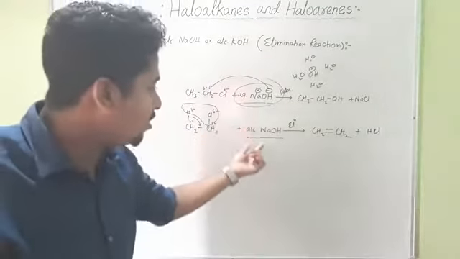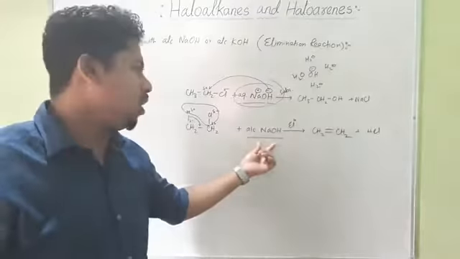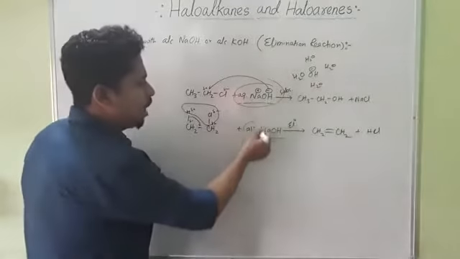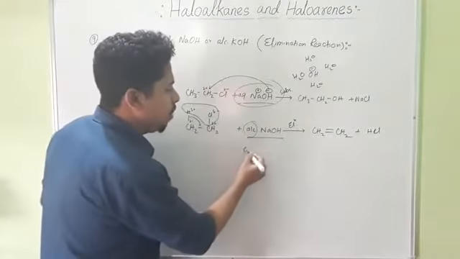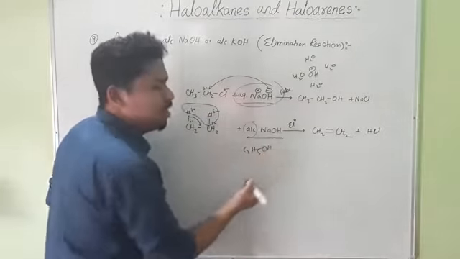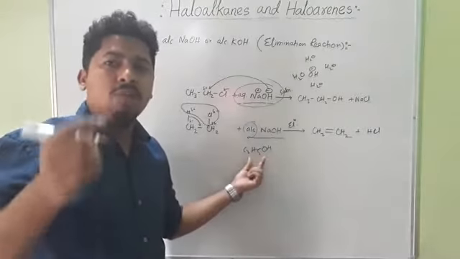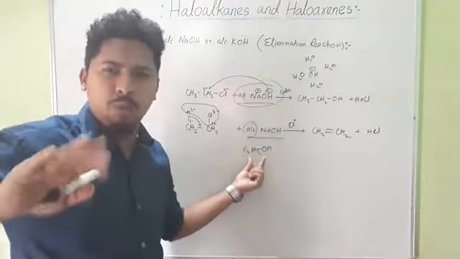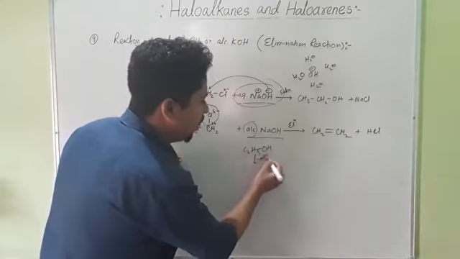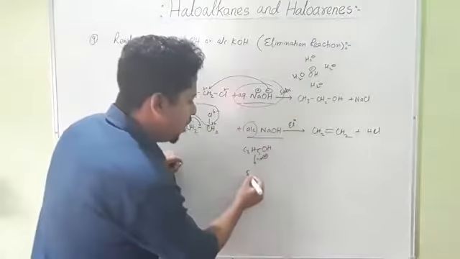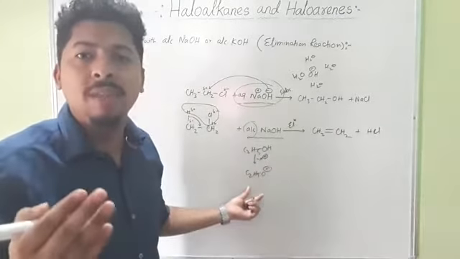Now what is the case in alcoholic NaOH? Alcoholic NaOH means sodium hydroxide or potassium hydroxide dissolved in alcohol. This alcohol may be ethanol, C2H5OH, or methanol. We know these alcohols are acidic in nature, so if it releases its H plus, it will form C2H5O minus, which is the ethoxide ion.